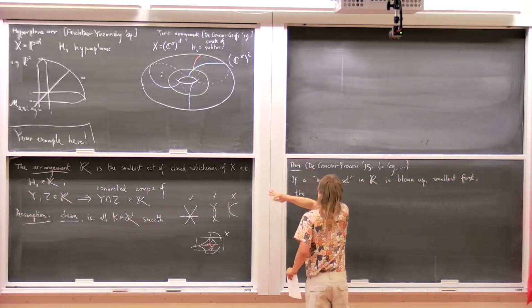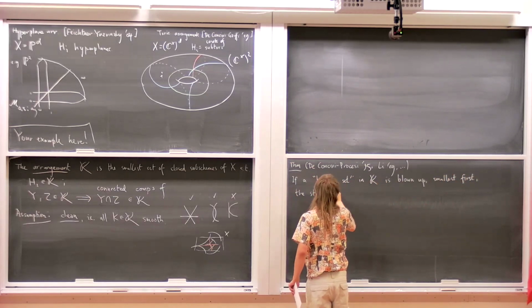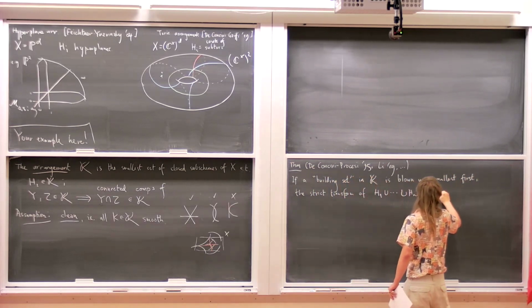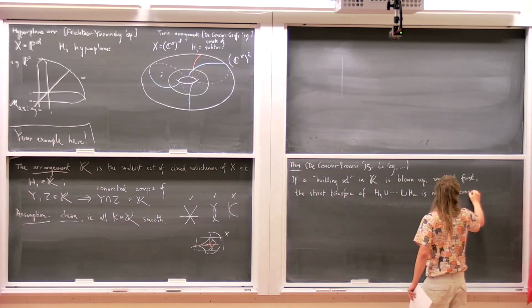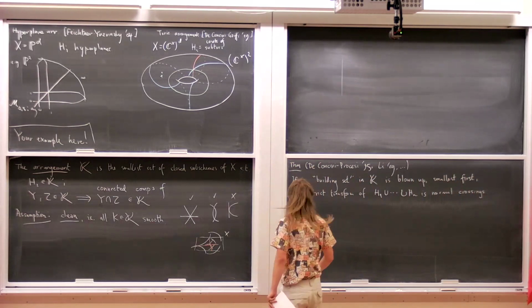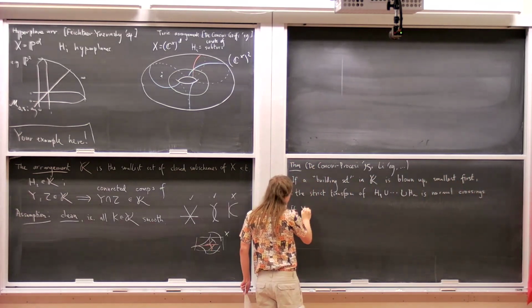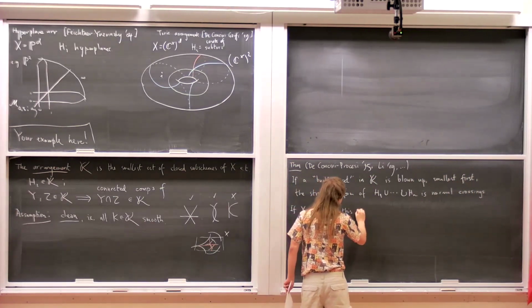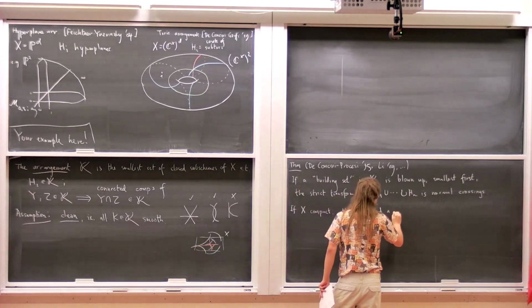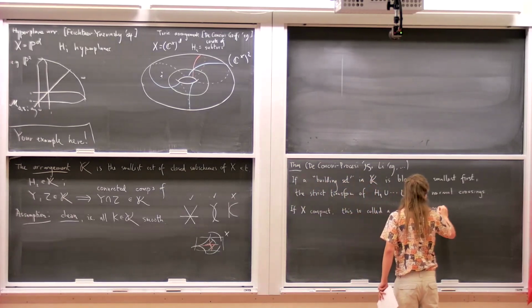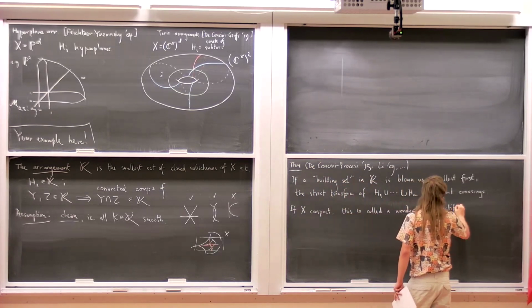The strict transform of the divisor is normal crossings. And these things are called wonderful compactifications, at least if they're compactifications. So if my X is compact, this is called a wonderful compactification. So yeah, there are various examples of this in the literature.